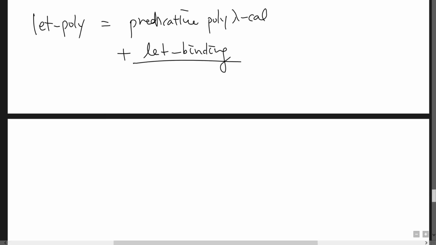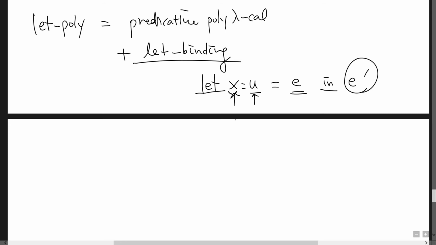So this let binding has this syntax: let x : u = expression e in expression e prime. What this construct means is that we bind this variable x of polymorphic type u to this expression e, and then inside expression e prime you may use this variable x many times. It's just like let binding in the OCaml language.